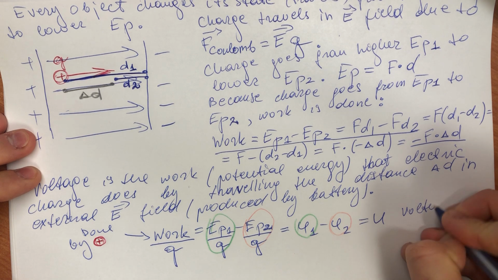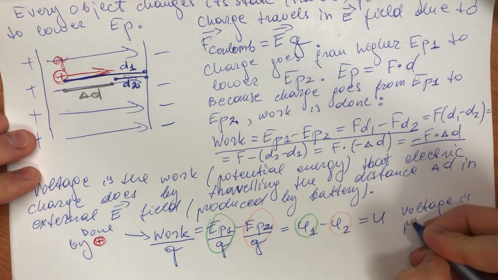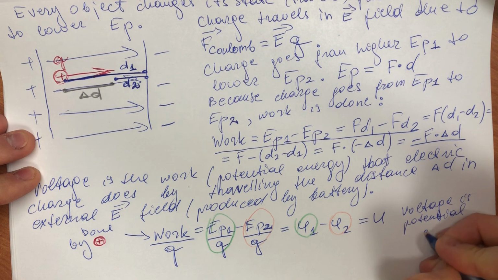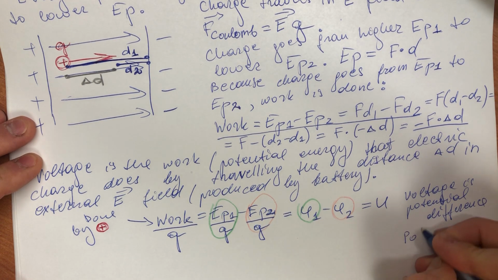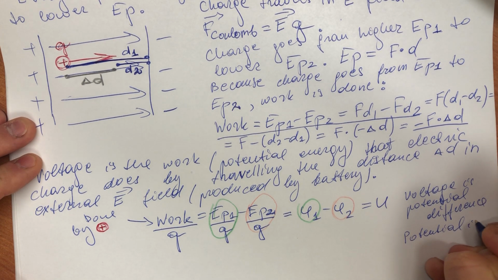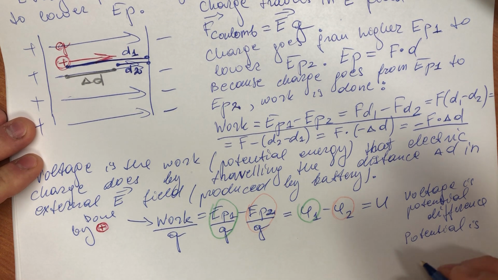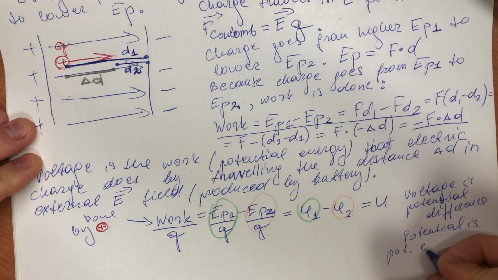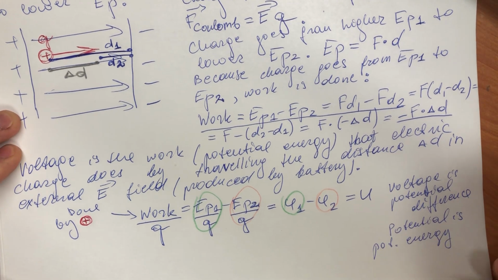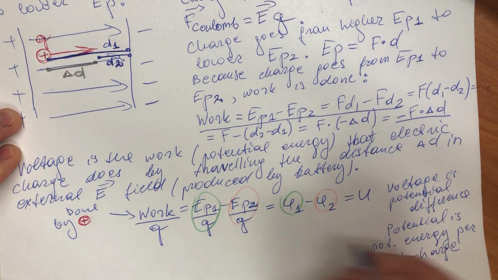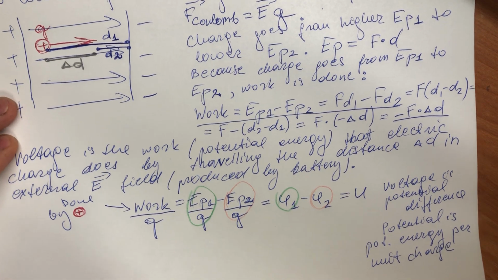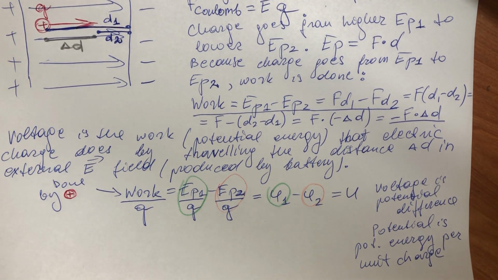So voltage is potential difference, and potential is what? Potential is potential energy per unit charge, because it is divided by the amount of charge. So this is what voltage and potential is.